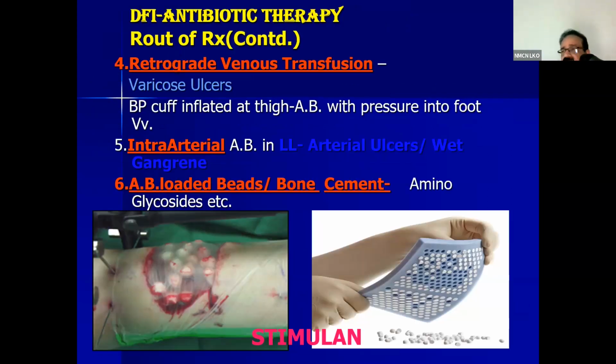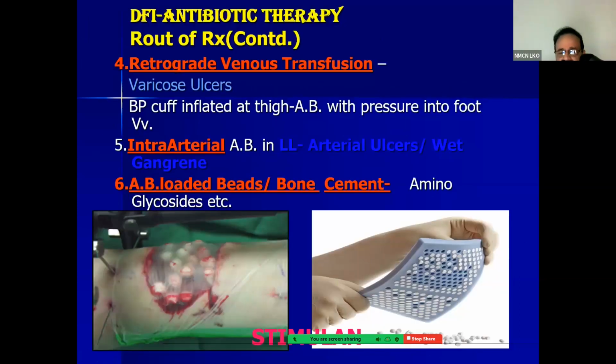Now, I am telling you certain non-conventional routes. One is retrograde venous infusion. In cases of venous or varicose ulcers, a BP cuff is applied on the thigh, and the antibiotic is given through pressure into the foot veins. And intra-arterial antibiotic is given when an arterial ulcer or wet gangrene is there. Then if there is a gap in the bone and it is infected, you can put antibiotic-loaded beads or bone cement, just like Stimulan is available in the market.